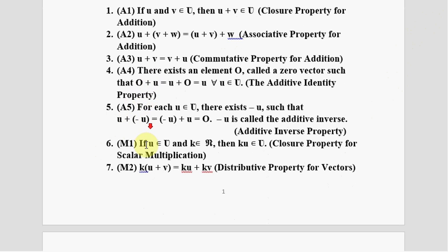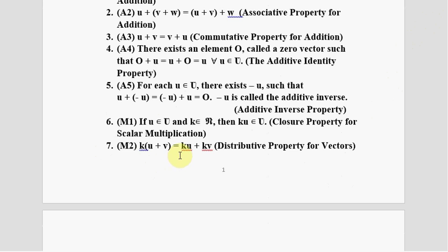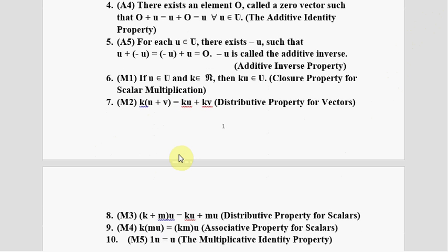M2, M3, here both deal with the distributive property. One is the distributive property for vectors, one is the distributive property for scalars. That is, if I distribute a scalar on a sum of vectors, is the result true from the left side to the right side? We have to show all of that.